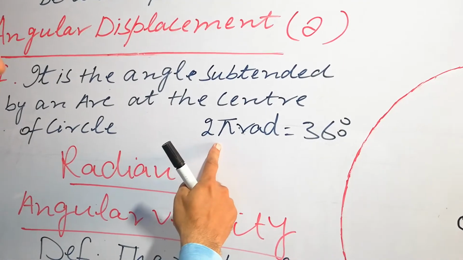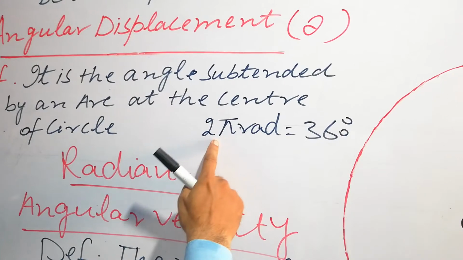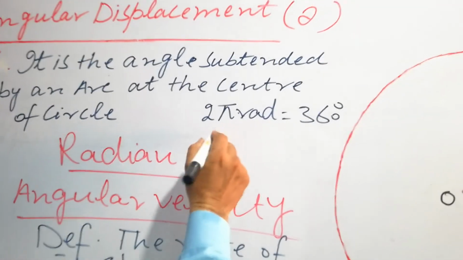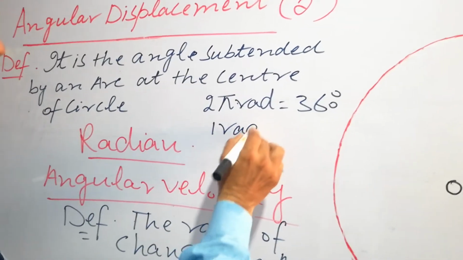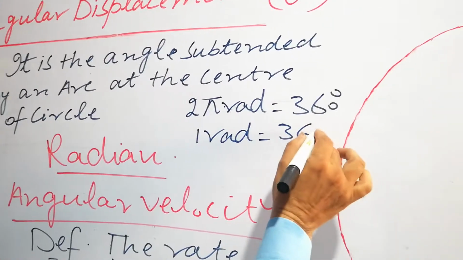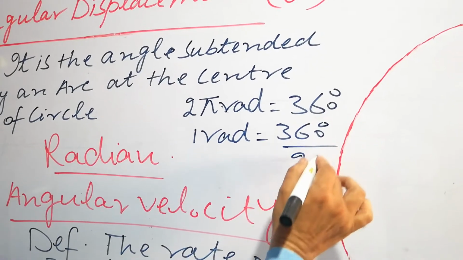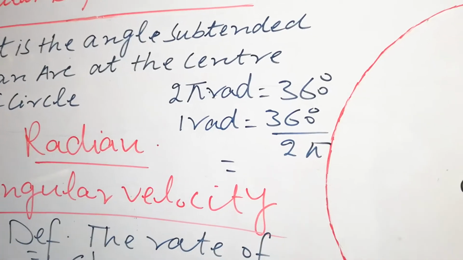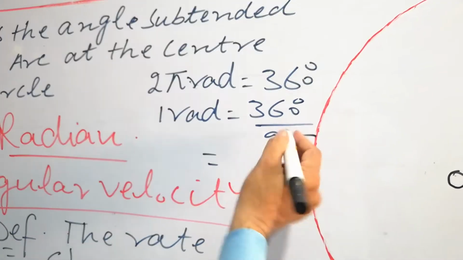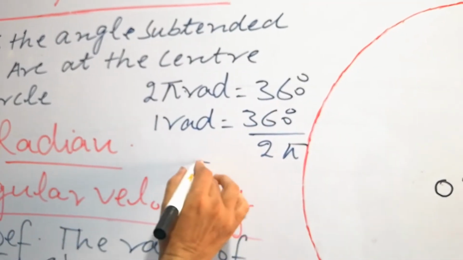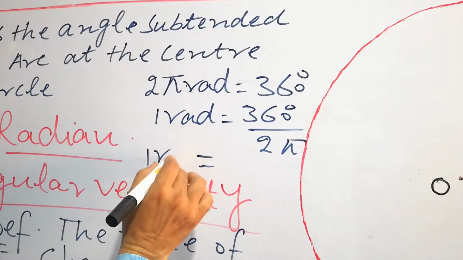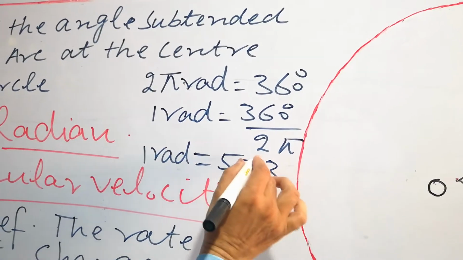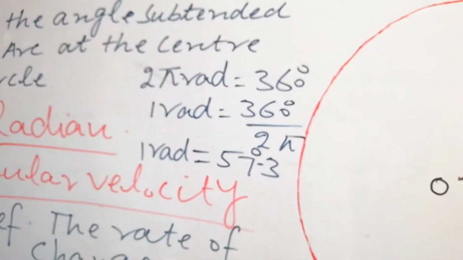In one circle, the angle is 2 pi radian, and it is equal to 360 degree. 1 radian is equal to 360 divided by 2 pi, and if you divide it, pi is equal to 3.14. By inserting these values and after simplification, you get 1 radian is equal to 57.3 degree.